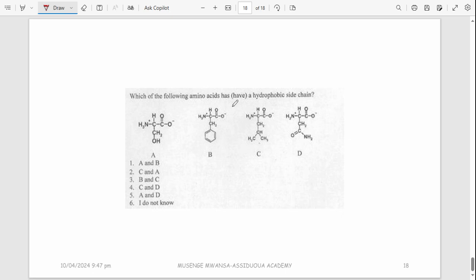Which of the following amino acids has or have a hydrophobic side chain? Let's be looking at the side chain. The side chain is this one here. Is that hydrophobic? No. This other one down here, is it hydrophobic? Yes, you can see you only have carbon bonds. How about this one? Is it hydrophobic? Yes. How about this other one? Is it hydrophobic? No. So it's supposed to be B and C. So that is the answer 3.